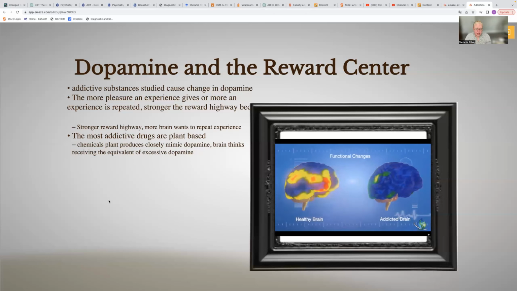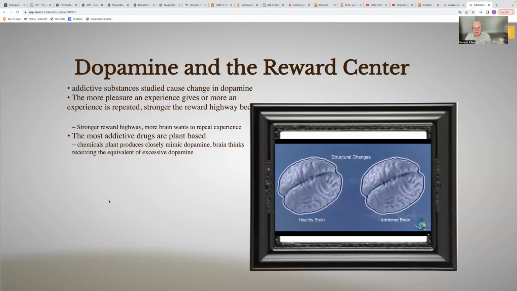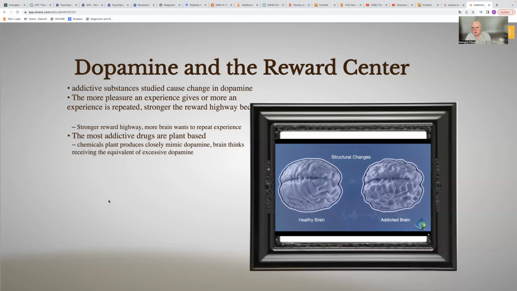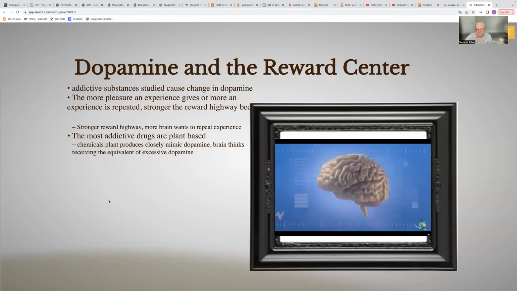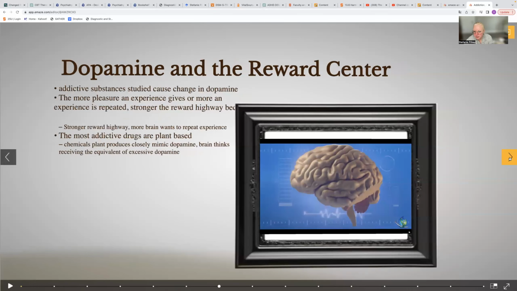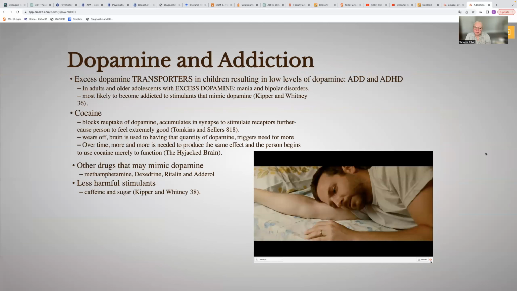Interestingly enough, the most addictive drugs are actually plant-based. The chemicals the plant produces closely mimic dopamine, so the brain thinks it's receiving the equivalent of excessive dopamine. But this happens for dopamine and serotonin as well. All right, so dopamine and addiction.